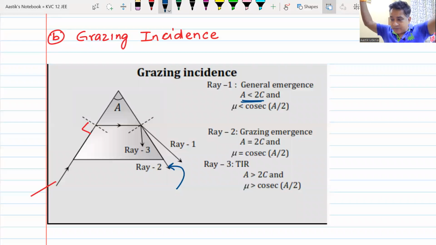And again, it has not come from heaven. Simple things have been done and the formulas have been given. A is less than 2C. So mu is less than cosec of A by 2. And the rest of the story follows. If A is equal to 2C, you will have grazing emergence. If A is greater than 2C, you will have total internal reflection. Two very special cases, and you can just note them down. And if God is there with you, you might get a simple, straightforward question based on this.